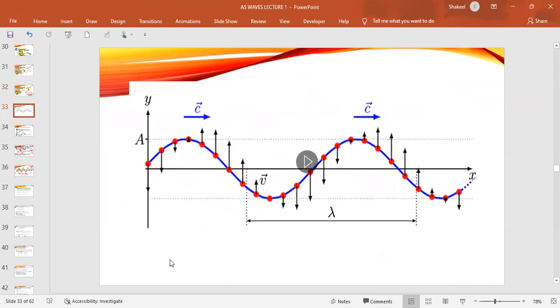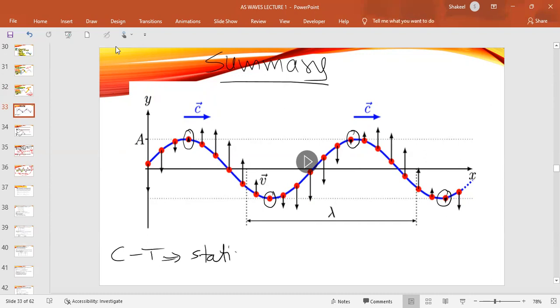Okay, now you can see from here, this is the summary of everything about wave motion we have studied so far. You can see that the particles which are at the crest or at the trough are at rest. So crest and trough particles are static. Then you can see the particles which are moving through the mean position have maximum length of arrow. It means they have maximum speed.